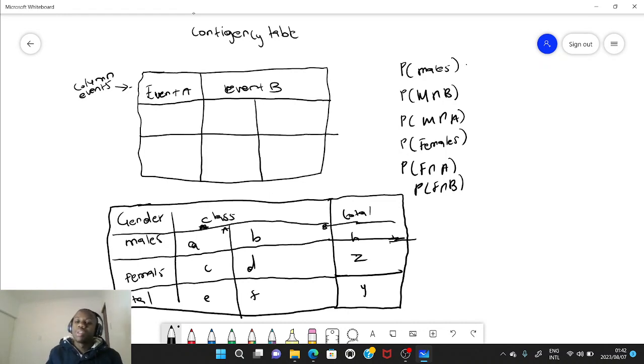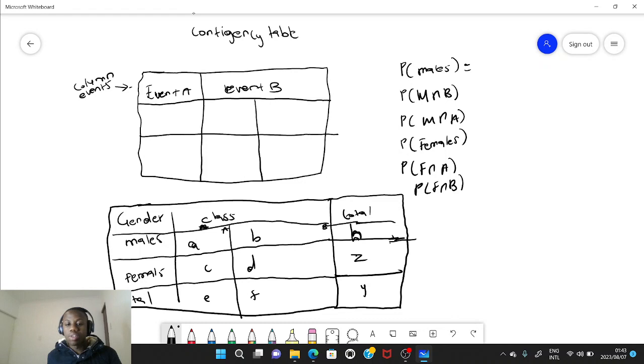Now let's start with the first one. The first one, we want not the number but the probability of males, right? So what do we have? I want you to note that here we have the total, right? This is the total for this row, the first row. So adding A plus B is equivalent to H, right? The same thing applies to this total which is Z. It is the sum of C and D. So when I add C and D, I get Z, right?